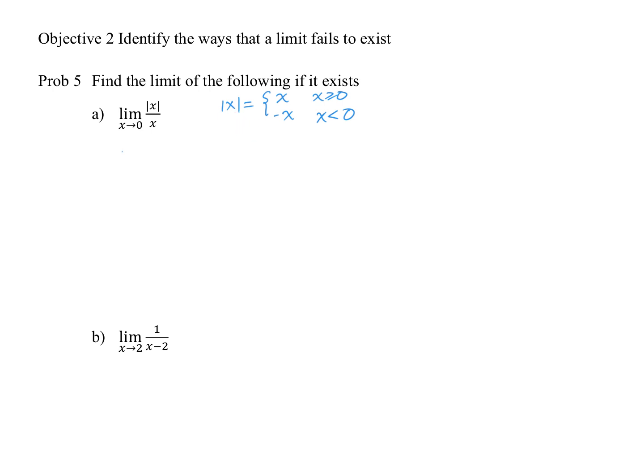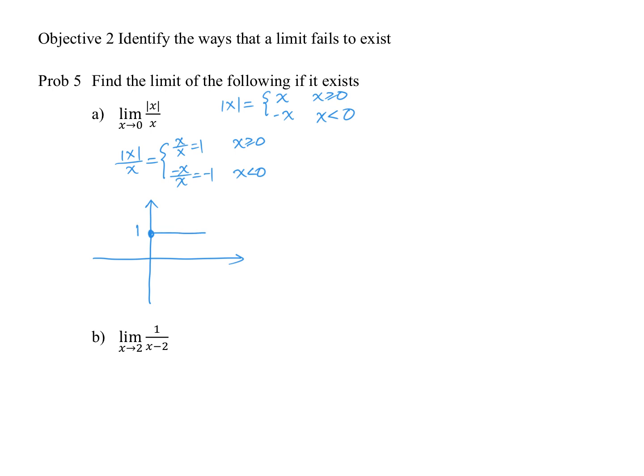Therefore, the absolute value of x over x can be equal to x over x, which is 1, when x is greater than or equal to 0, and negative x over x, which is negative 1, when x is less than 0. Now, if you make a little sketch for this function, when x is greater than or equal to 0, this is 1.